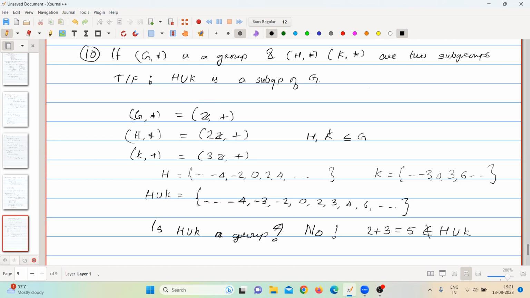Clear? The only thing is we need to take subgroups such that their union is not a subgroup. So any group G you can start with, and any H, any K you can take. The only thing is H union K should not be a subgroup. So that is what we want to prove here. Okay.